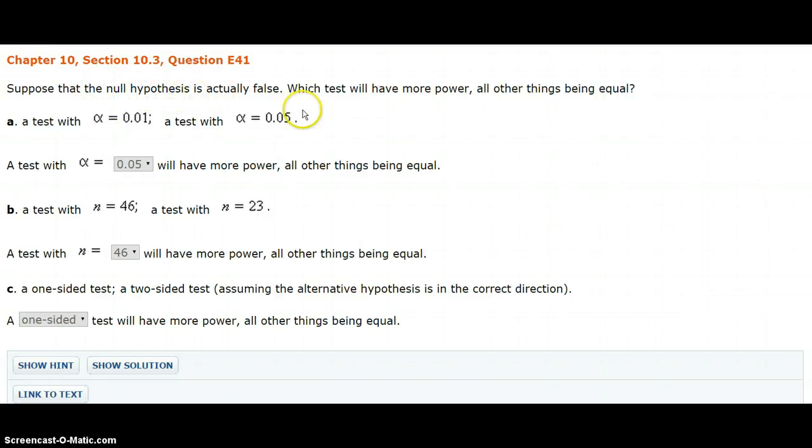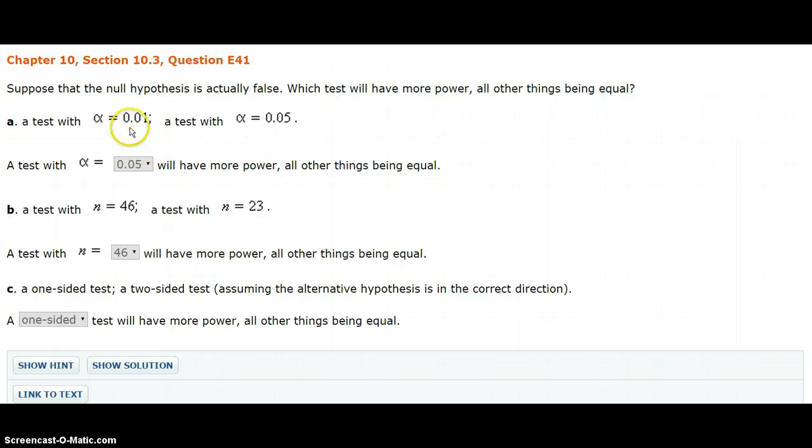If it's true, no matter how much power we have, we're not going to pick up on a significant result, or we shouldn't. It's possible we could make an error, but we're really concerned with power when the null hypothesis is false. Of course, we never truly know, but we want to have the power so that when it is false, we can pick up on that result.